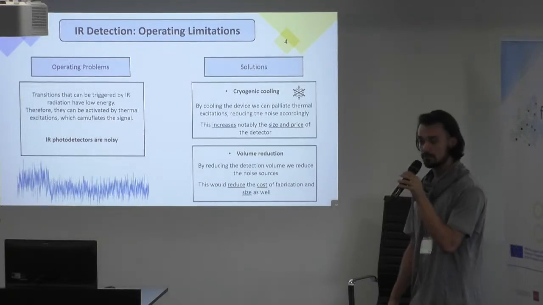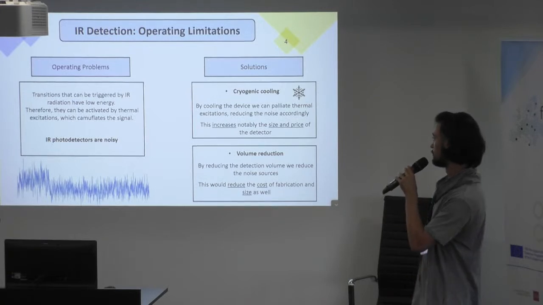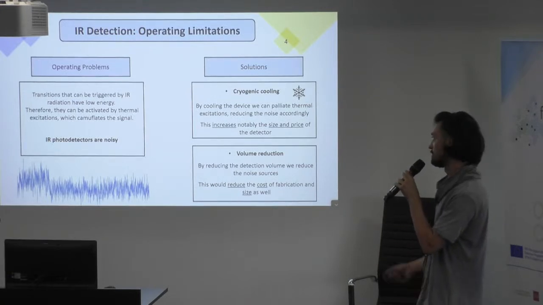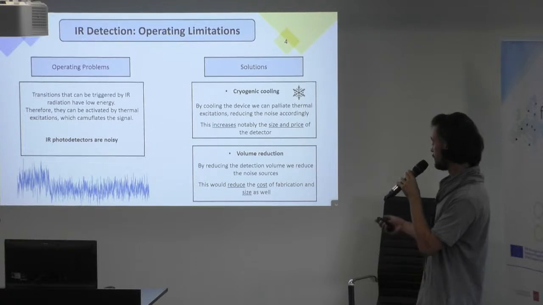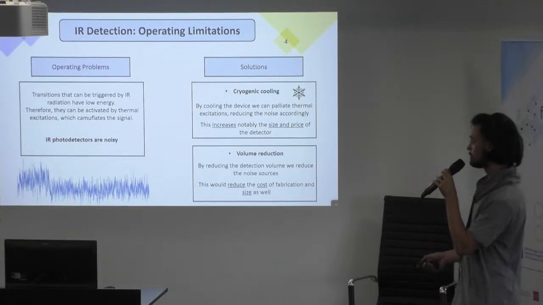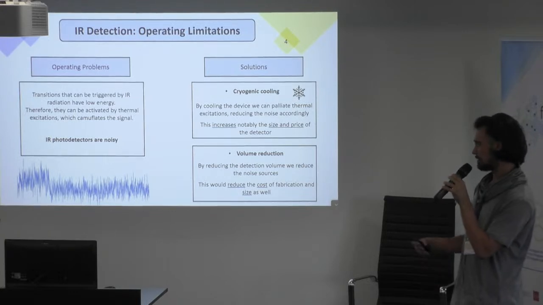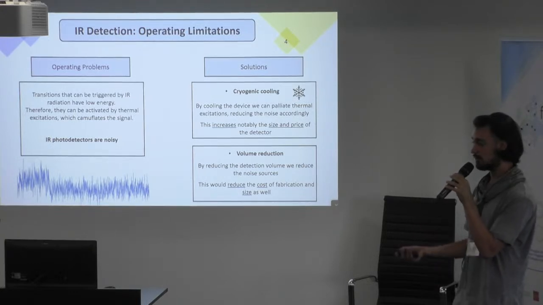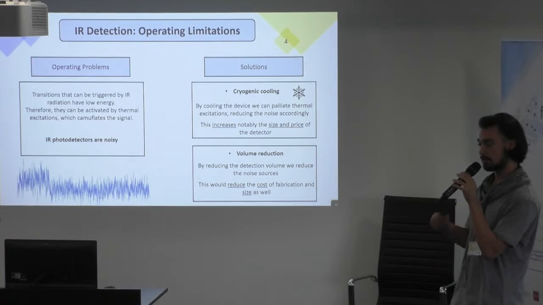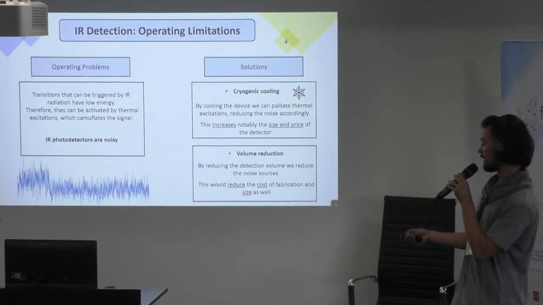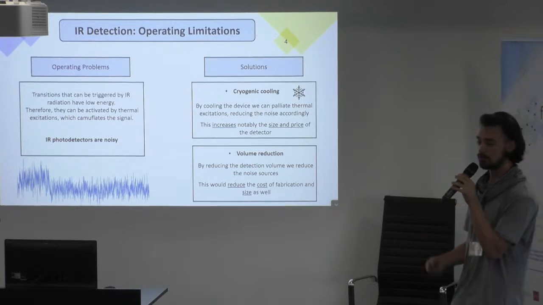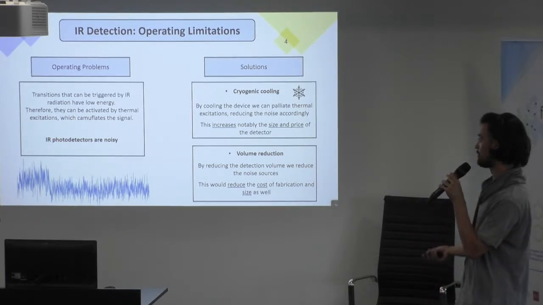Okay, so we are going to focus on the photodetectors because they have better efficiency, but still they have some problems, and this happens because the infrared light is very low energy. So some thermal fluctuations in our material can trigger these same transitions. So we will have a very noisy signal, because some of it will be triggered by the photons and some of it will be triggered by thermal fluctuations.